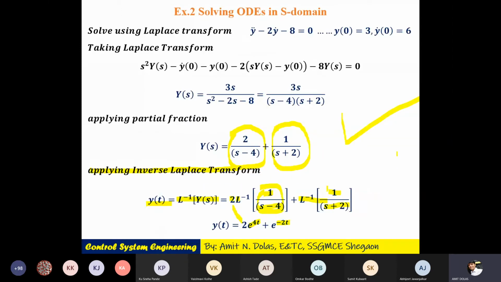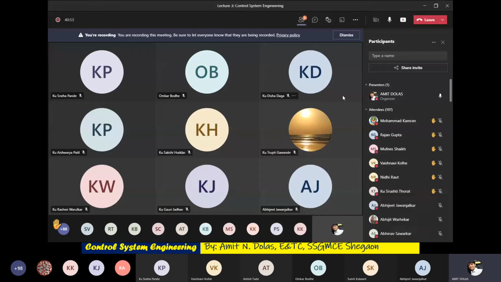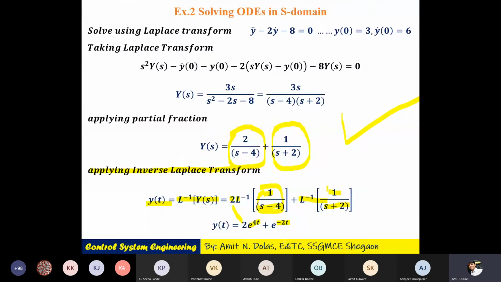Any question till the time? If you have any question till the time, you may ask. I'll wait for 30 seconds. If any question, if no, I'll go ahead. Okay, as there is no question from your side, I'll move to the next example.